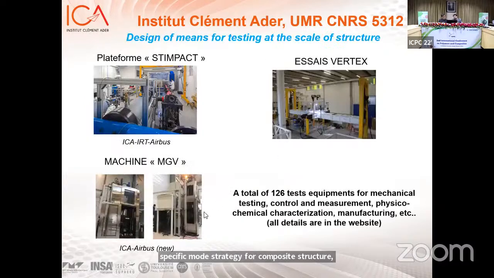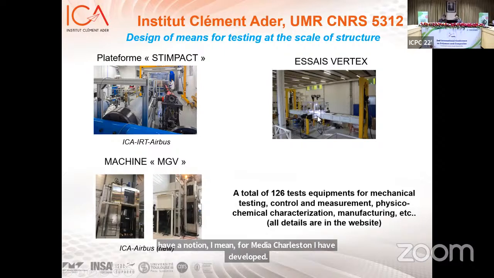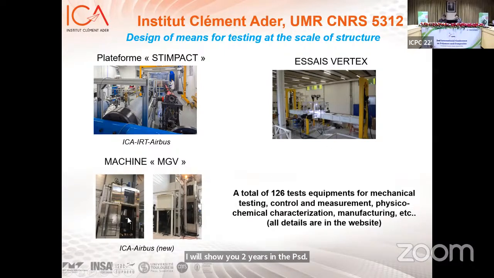So these are three examples of original means. We have a room for impact with a gas gun. The red one is able to send an object of up to 300 grams at up to 800 meters per second. This is to study some failures on aircraft. We have an original means for multi-axial testing I have developed. I will show it to you in the PhD of Malo. And this is the last machine, an MGV high-speed machine. It's given by Airbus, and it is able to make crash studies.